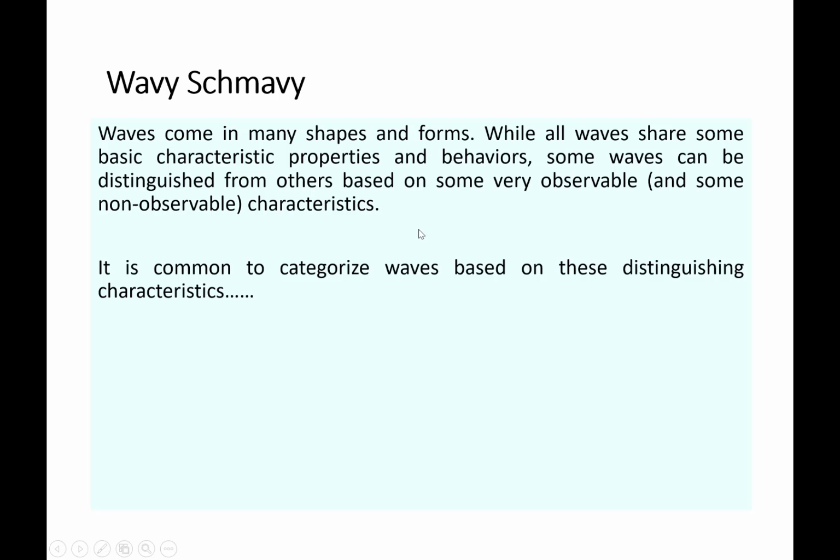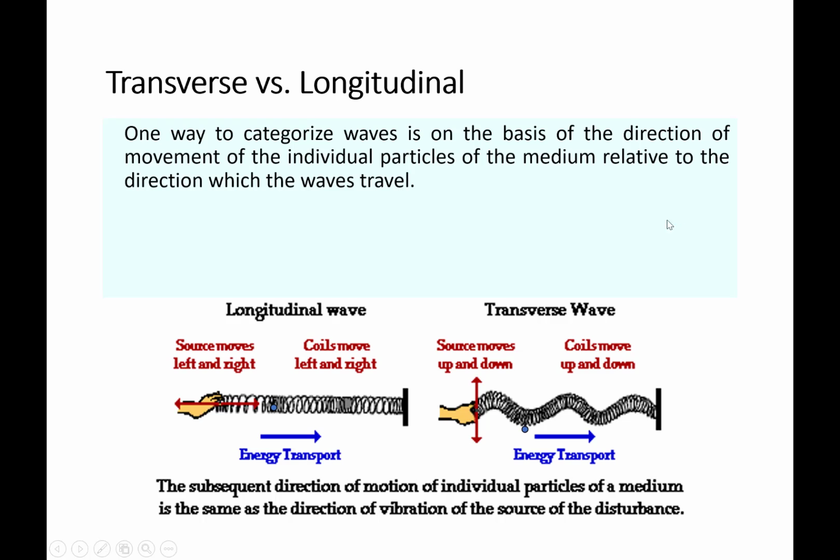Usually we classify waves based on some different characteristics that they share. So let's talk about some of the different types of waves. One, there's transverse waves versus longitudinal waves. This juxtaposition, this categorization classifies waves based on the direction of movement of the particles relative to the direction which the wave travels.